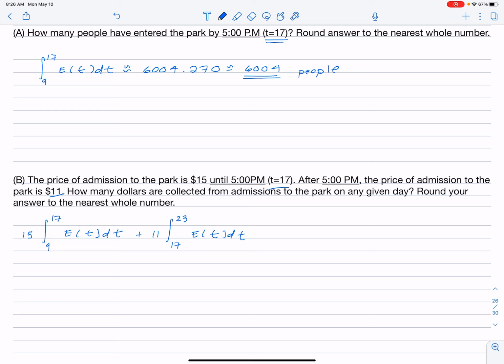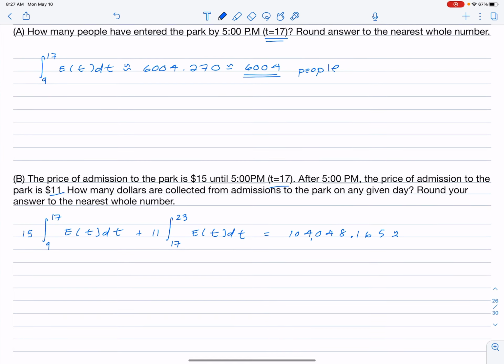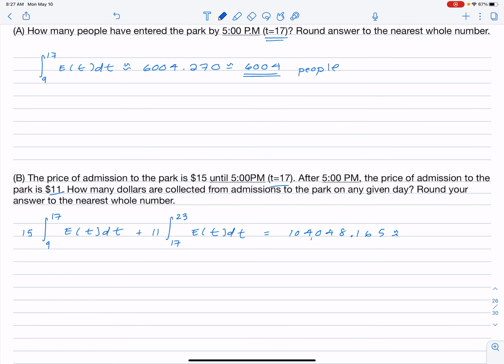From there, we are going to get our total, which is 104,048.165, which I think you guys would agree is going to be approximately, they want, I think, to the nearest dollar. So 104,048.